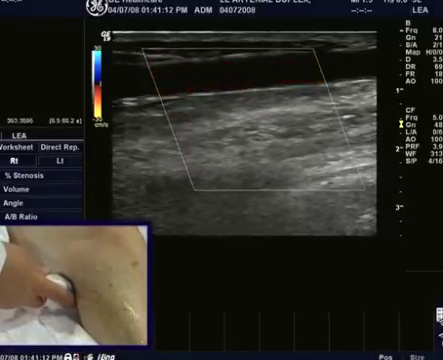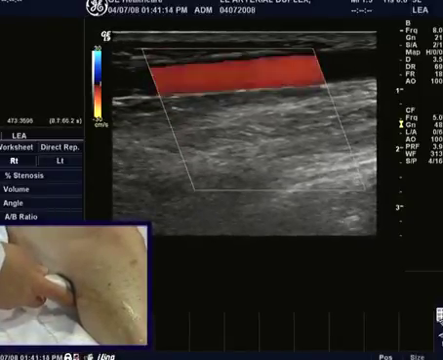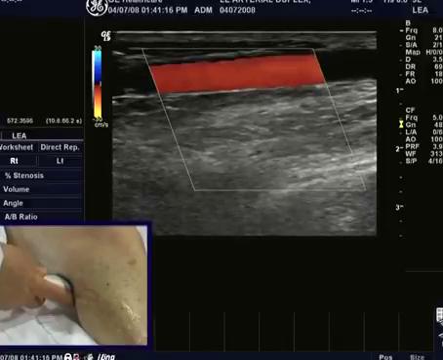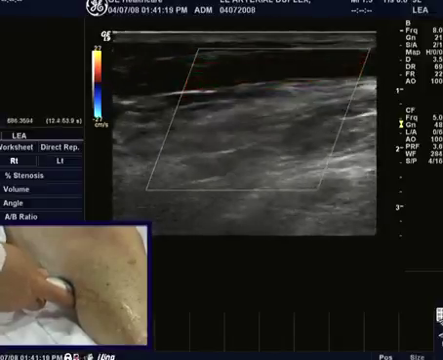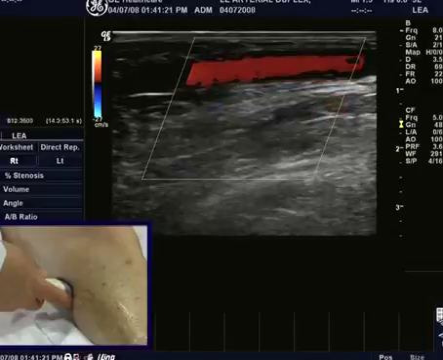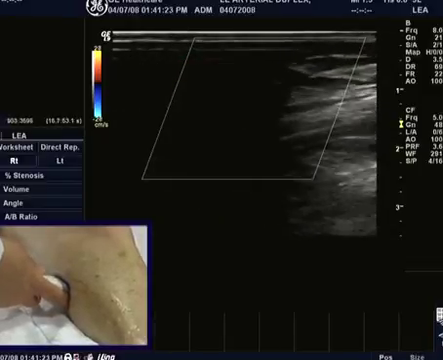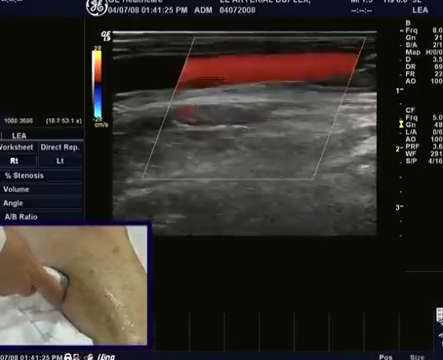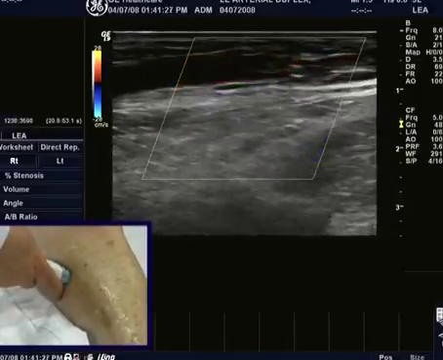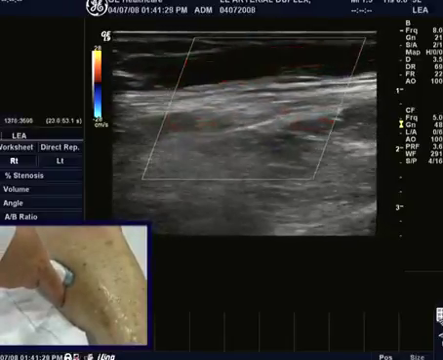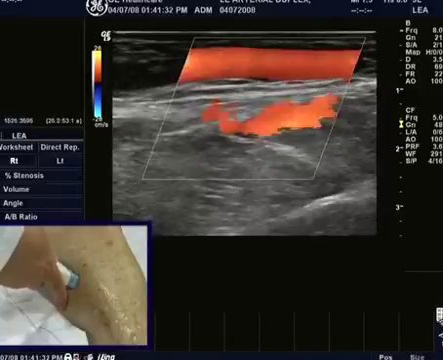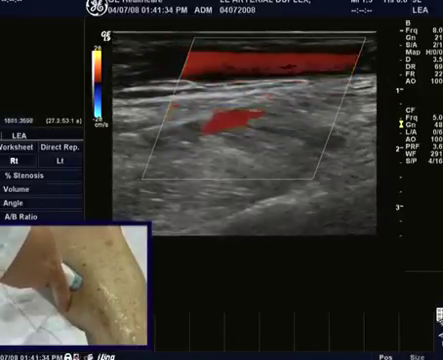Now we don't want to scan like this routinely. Why? Because the vessel's angled in one way and my color box is the opposite. We want to work with that angle again. So when we're doing bypasses, this is another point to consider. We're constantly adjusting what angle we're steering, both our color and spectral Doppler. It's not a straight tube, as you can see today. It's curving in various directions.